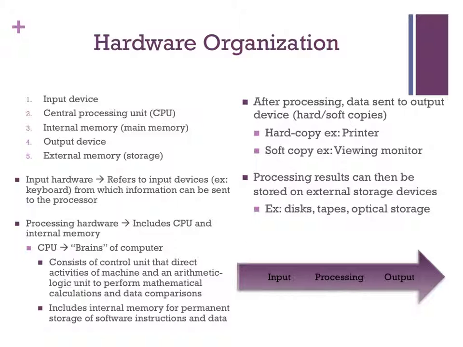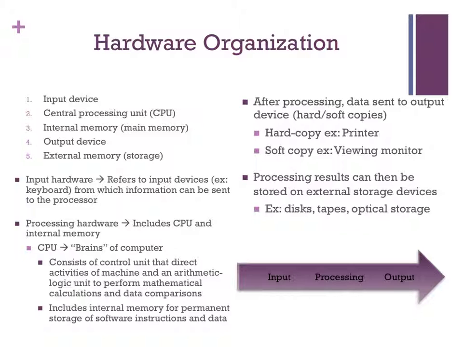Processing hardware includes the CPU and the memory. The CPU is the brain of the computer, and it consists of a control unit that directs the activities of the machine and an arithmetic logic unit to perform mathematical calculations and data comparisons. It also includes an internal memory or main memory for the permanent storage of software, instructions, and data.